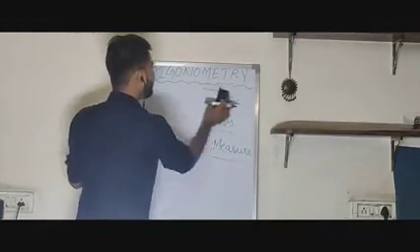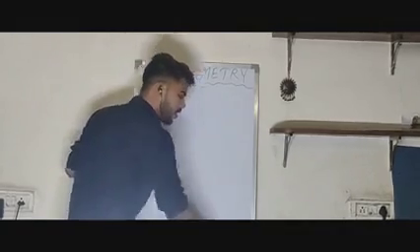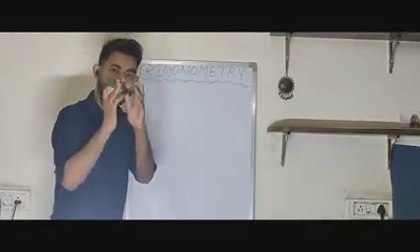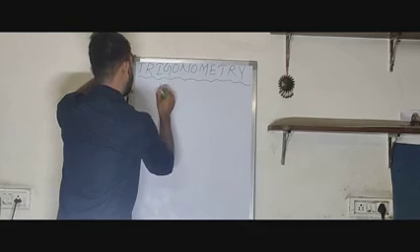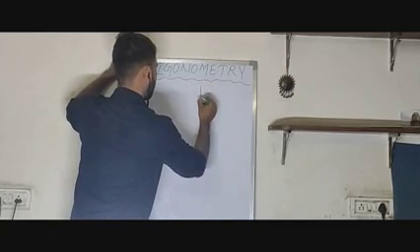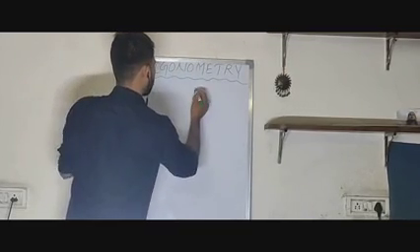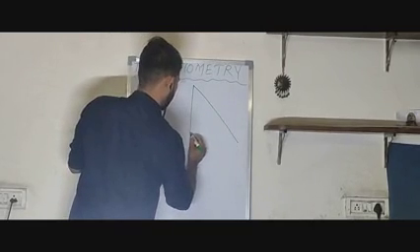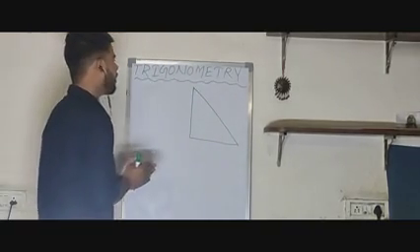So what is a right angle triangle? A right angle triangle is a type of triangle in which one angle should be 90 degrees. So this is what a right angle triangle looks like. This is a right angle triangle.